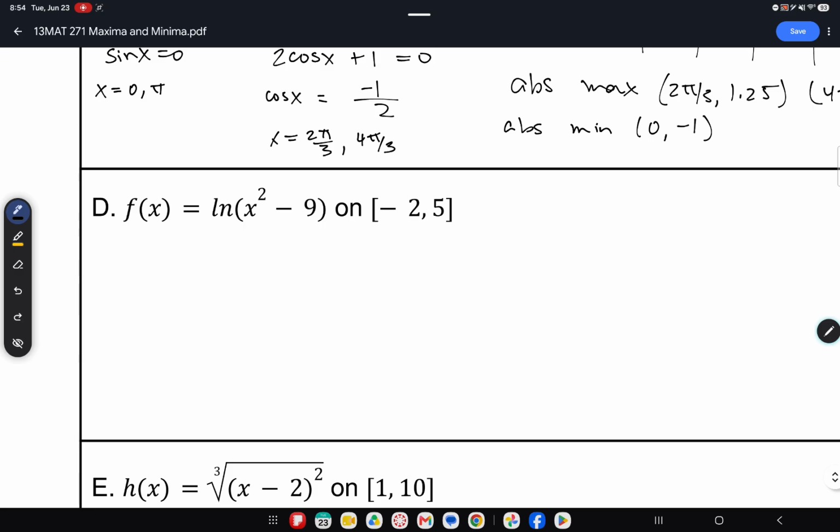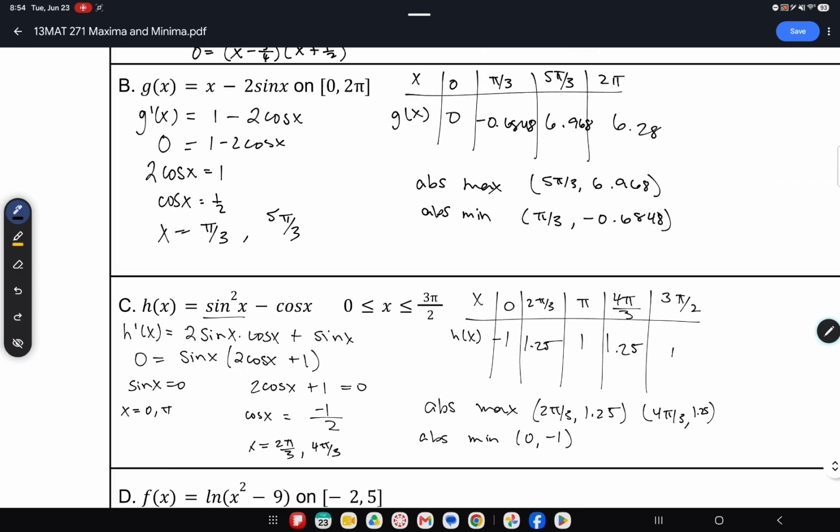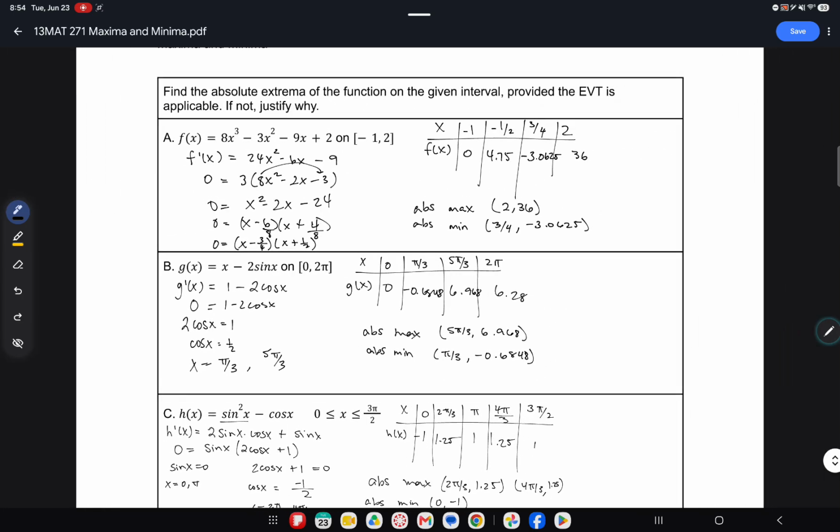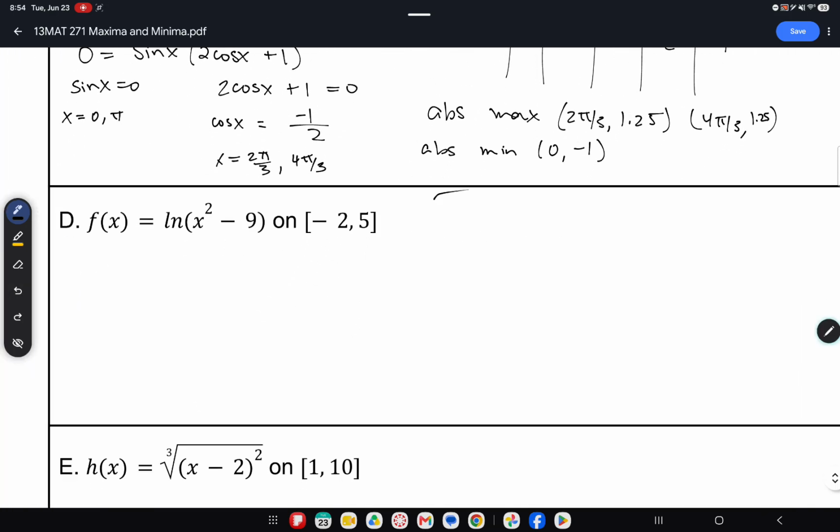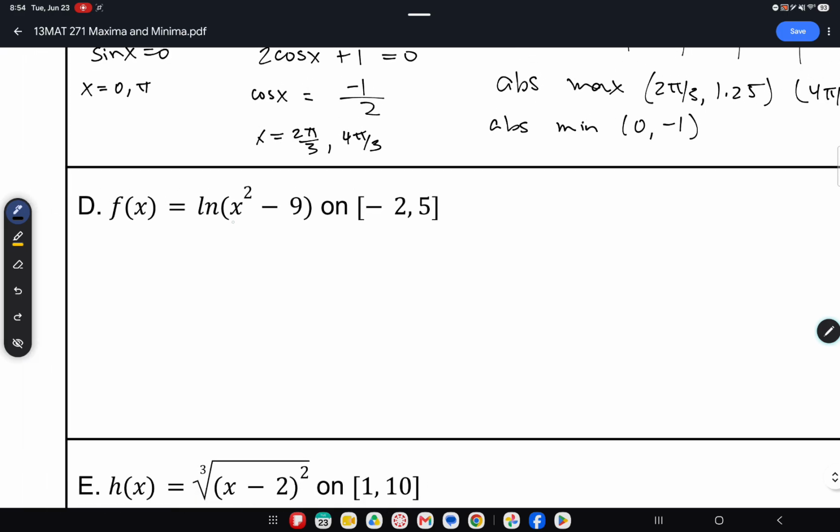All right, so this one. So far, all of the ones we have done, there haven't been any issues with continuity. So I haven't had to look, but this one throws a flag at me because it's a log function. We can't take the log of a negative number, right? So we have an issue because x squared minus 9, I need that to be greater than 0, right? So, okay, x squared is greater than 9. Then I have to take the square root, and I get plus and minus 3.